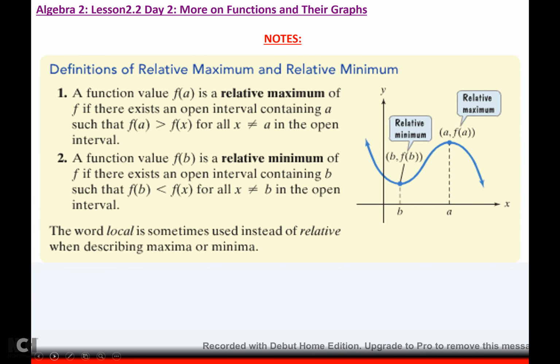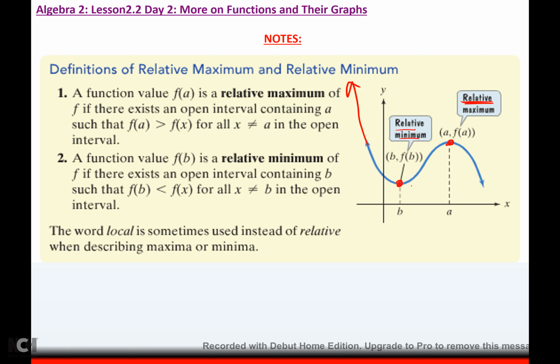Alright, definitions of relative maximum and relative minimum. It's very simple. Your high points are relative. It's not the highest point, because this goes on forever. That's why they call it a relative maximum. In other words, it's almost like a local maximum. Even though this thing does things farther out and goes forever and ever, this is a local or a relative maximum, and your low points are your relative minimums.